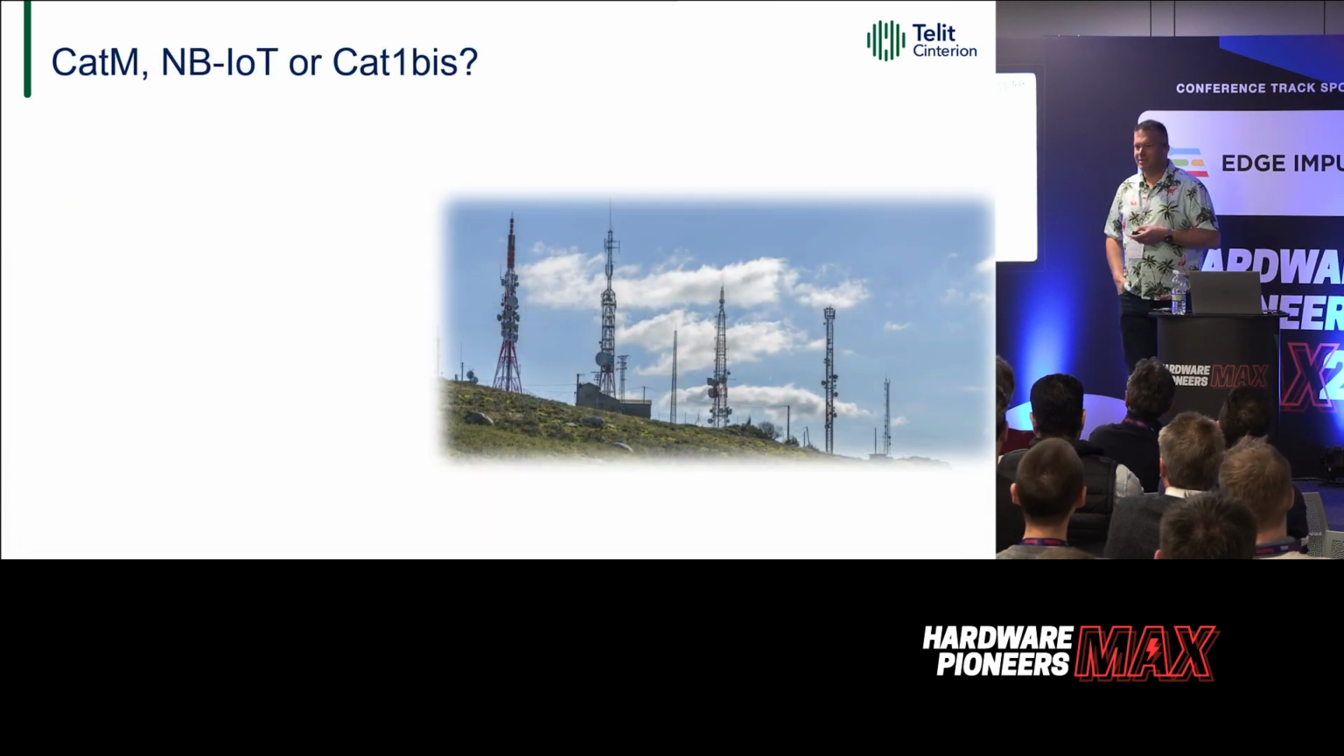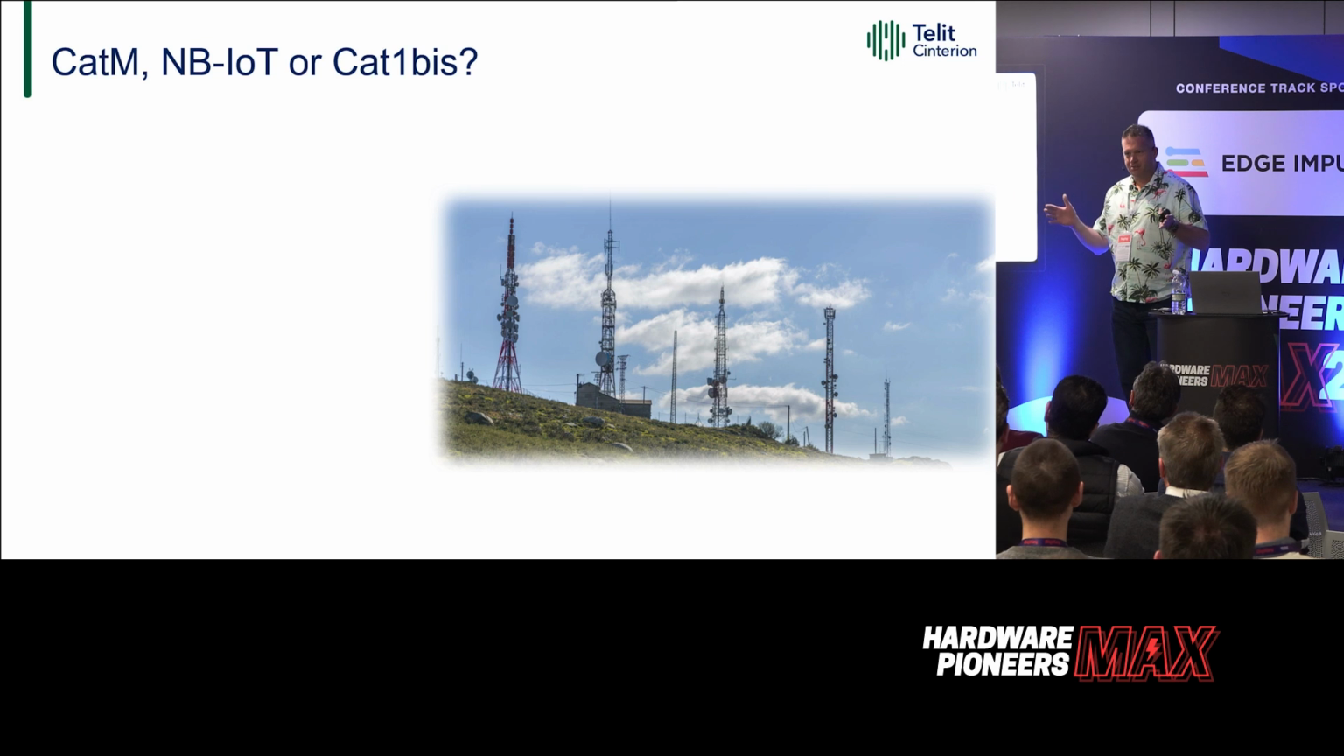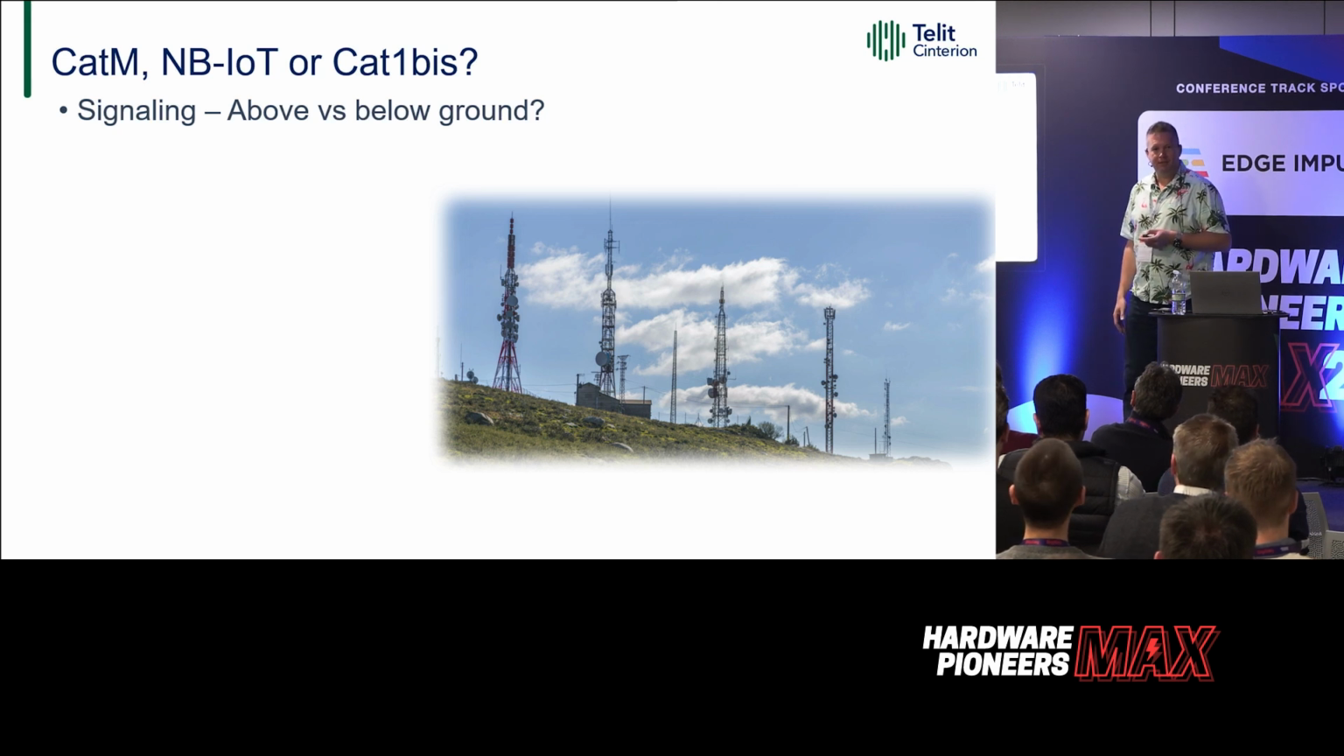Cat-M, Narrowband, or Cat-1bis? Big question. What should we do? I literally had a chat with somebody not 10 minutes ago down on the stand around this. Somebody told me they'd integrated our module and they'd used the Cat-M Narrowband version. And I was like, why the hell did you do that? The problem is network and evolution and technology moves at breakneck pace. And really, the question comes down to, at its most basic level, is your device going to be above or below ground? Because Narrowband IoT and Cat-M actually incorporate algorithms and techniques for retransmission that make them more suitable for below ground operation.